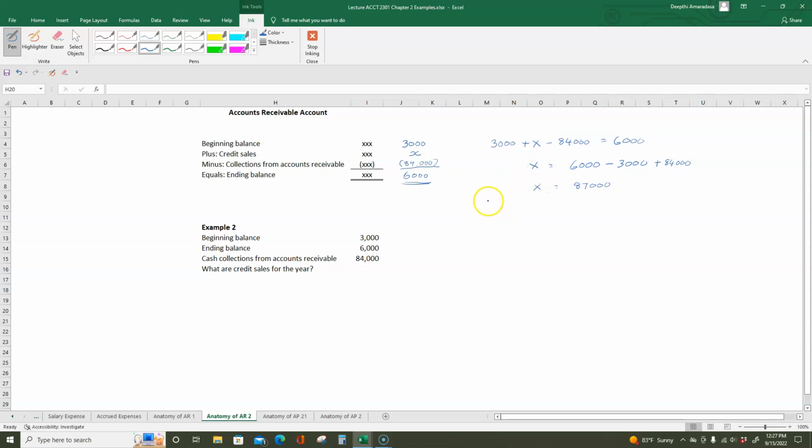To make sure that you got the calculation correct, let's plug that number back to make sure your ending balance is correct. I'm going to do that in a different number. So start with 3,000 beginning balance. You determine that credit sales were 87,000. Those are added to the beginning balance. Then you subtract 84,000. And if you did that correctly, you should get 6,000 as an ending balance. Do you get 6,000? Yes, you do. Therefore, you calculated your credit sales correctly.